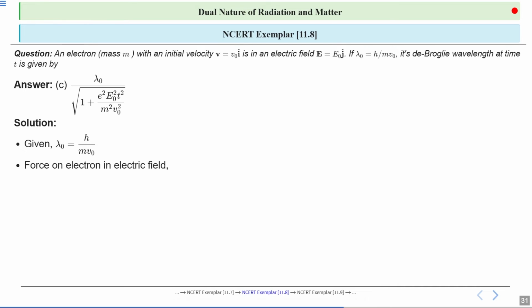The force on a charge q is given by F equal to qE. For an electron, q is minus e, so F equal to minus e E. The electric field E is given in the question, which is equal to E naught j cap. So force will become F equal to minus e E naught j cap. Okay, so the electron's velocity will change in the y direction because of this force, while its initial velocity in the x direction remains unchanged.